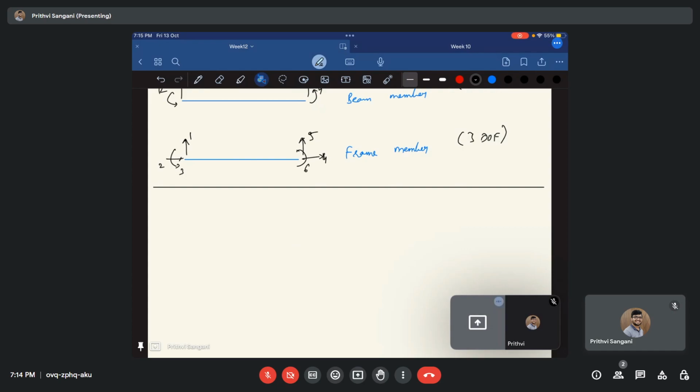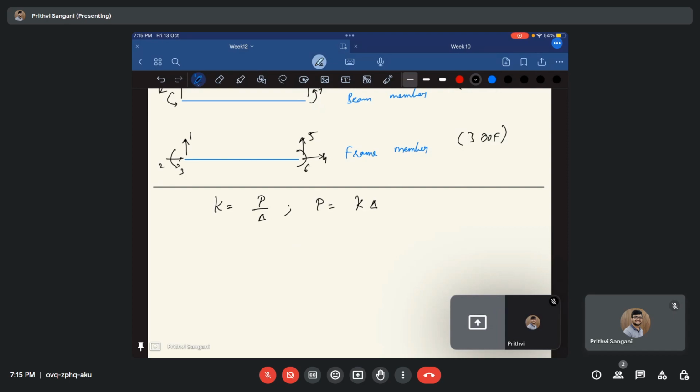So I'll try to explain it now, but maybe once we derive it, it will be more clear. Right now, what we are defining is k, which is nothing but P by delta. This is again in linear terms. So force is nothing but k times delta.